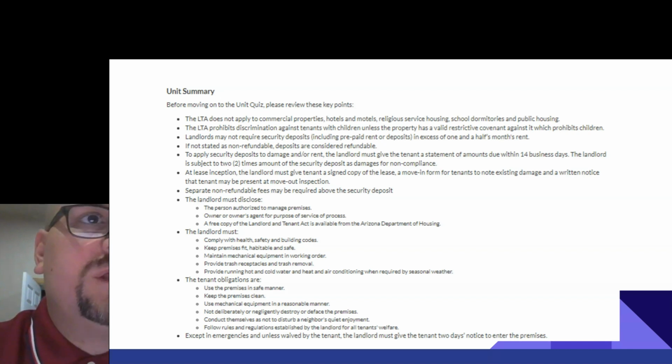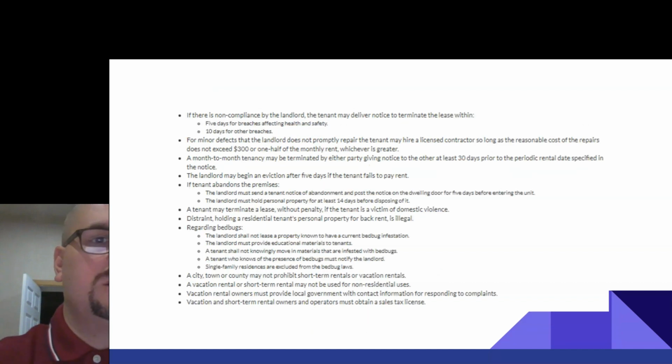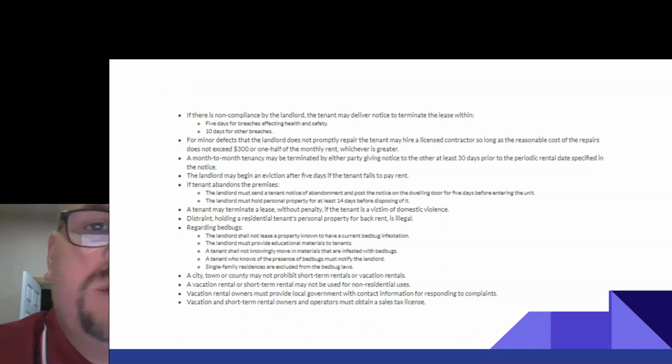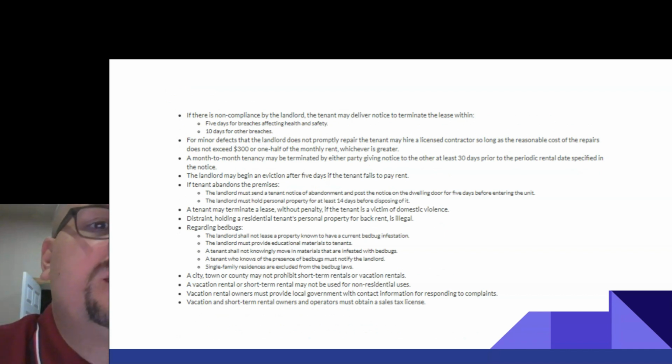Except in emergencies and unless waived by the tenant, the landlord must give the tenant 2 days notice to enter the premises. So can the landlord enter into your premises? Yes, they can if they give you 2 days notice, minimum. If there is a non-compliance by the landlord, the tenant may deliver notice to terminate the lease within 5 days for breaches affecting health and safety, 10 days for other breaches.